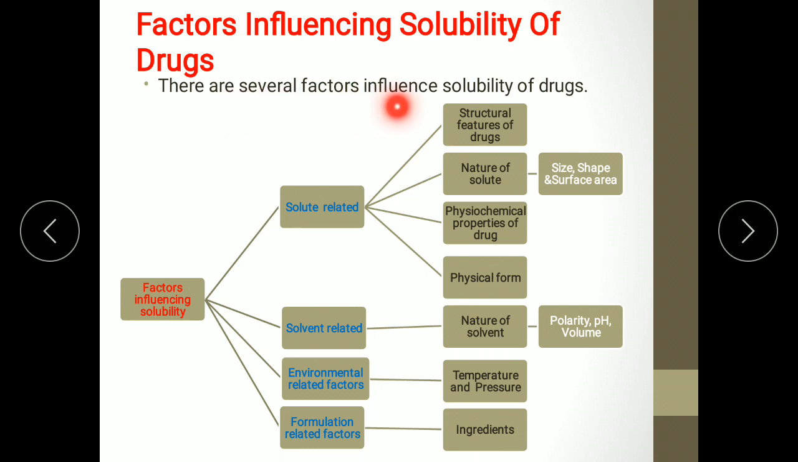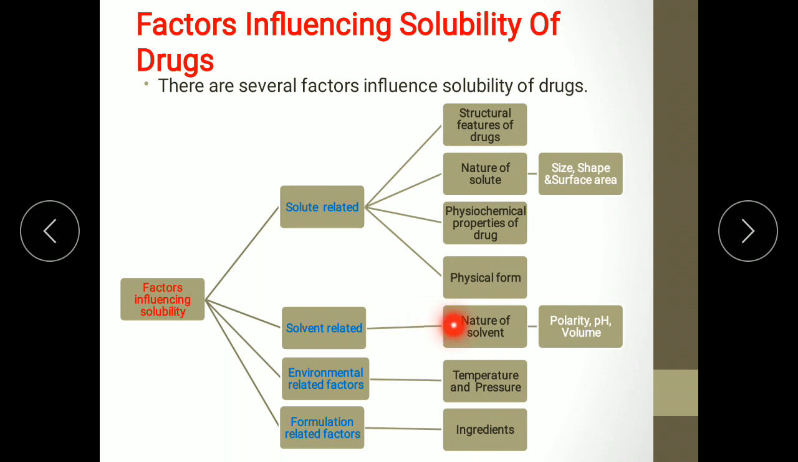There are several factors that influence the solubility of drugs, which include solute related, solvent related, environmental related factors, and formulation related factors. In solute related, again, structural features of drug, nature of solute, which includes size, shape, and surface area, and how they will influence solubility of drug. Next, physicochemical properties of drug, physical form of drugs.